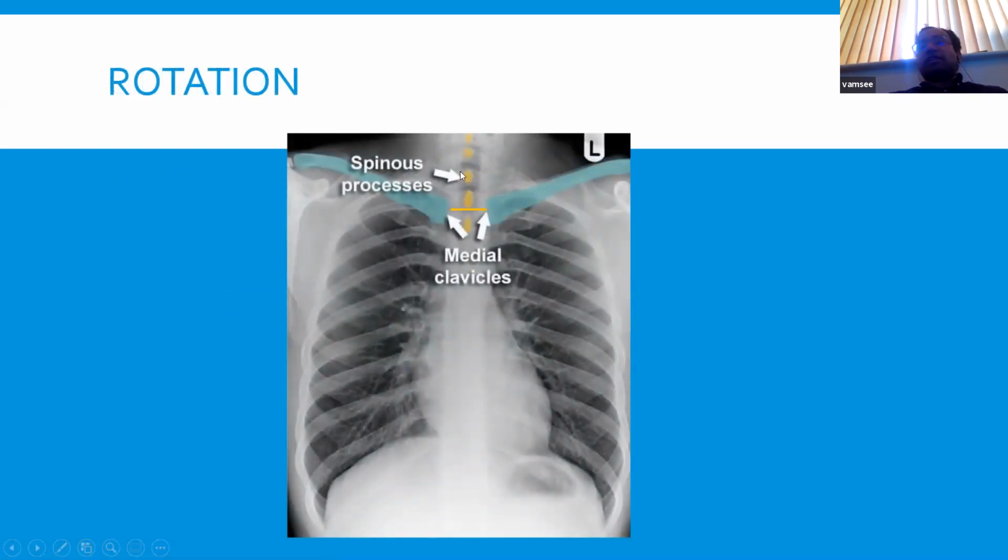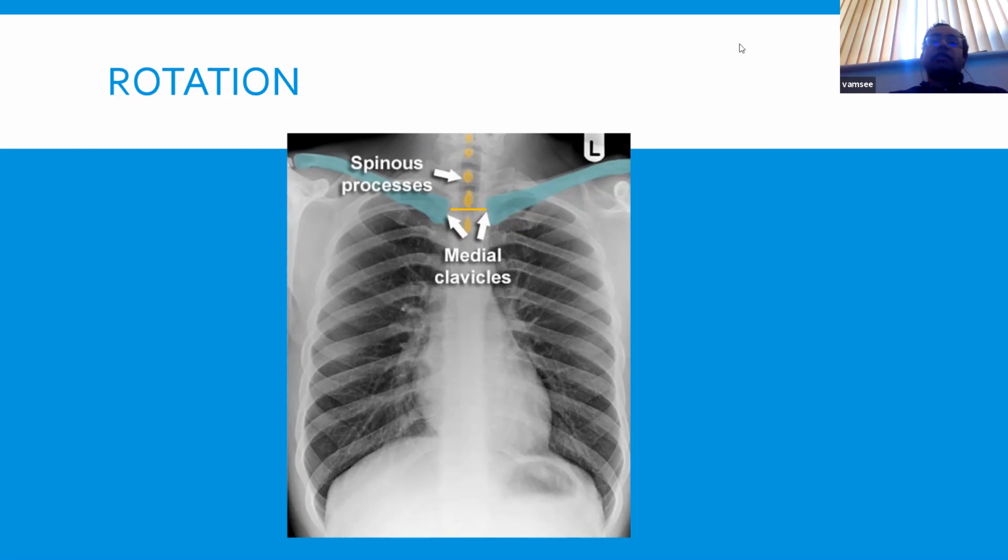So the way we assess rotation is we look at 2 structures on the anterior aspect of the chest, which would be the medial aspects of the clavicle, and we look at a structure on the posterior aspect of the chest, which in this case are the spinous processes, which you can see quite clearly here. The logic being, if you've got something at the front and you've got something at the back, and they're aligned roughly perfectly, then the film is not rotated.